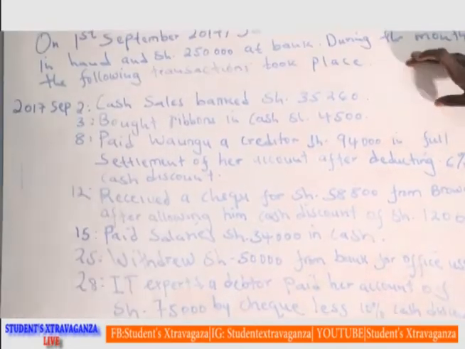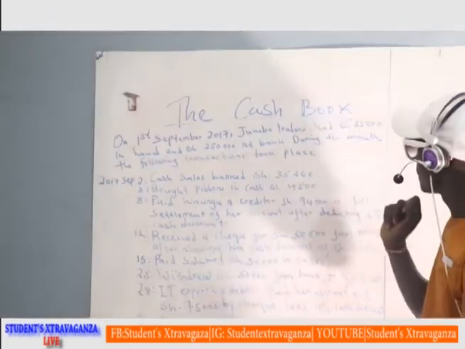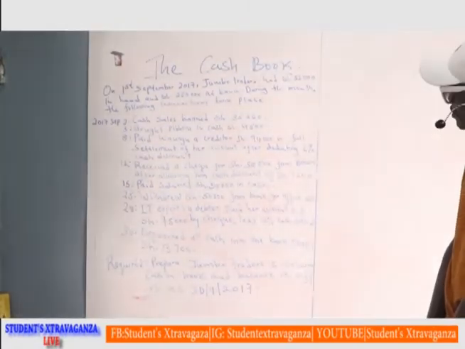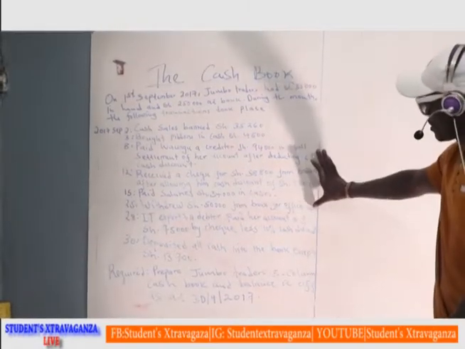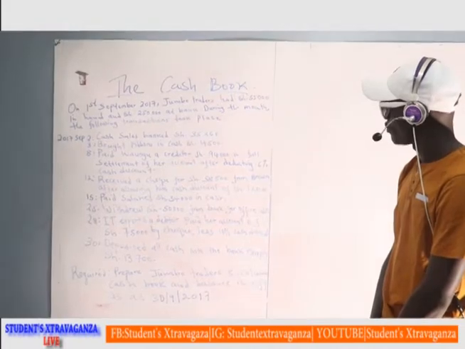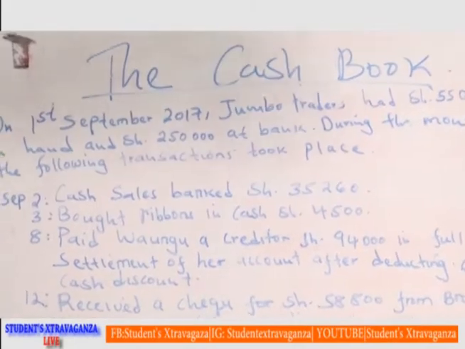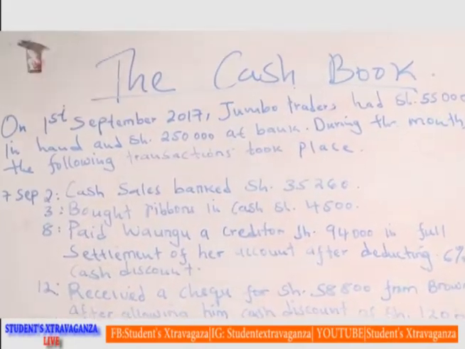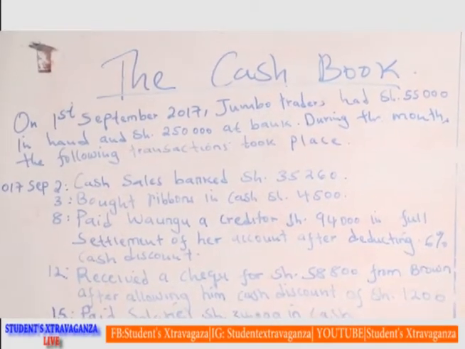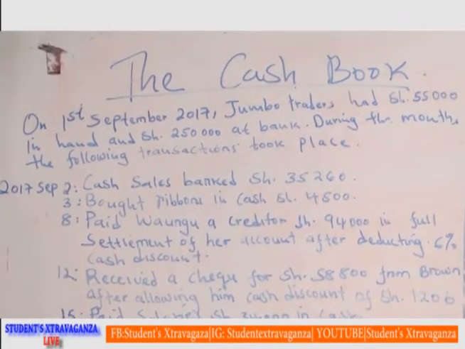We have information here from Jumbo Traders, and I am going to read it. That's our question. After reading it, we are going to prepare a 3-column cash book for Jumbo Traders. On 1st September 2017, Jumbo Traders had 55,000 Kenyan shillings in hand and 250,000 Kenyan shillings at the bank. During the month, the following transactions took place.